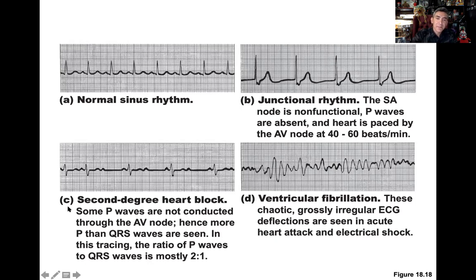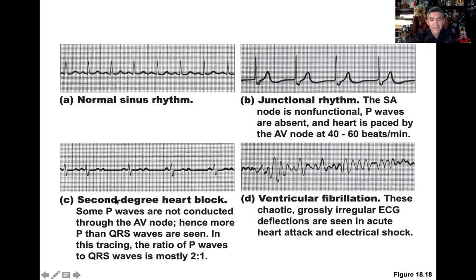So on C, this is what we call heart block, and there's different degrees. There's first degree, second degree, third degree. I'm not really concerned that you know those distinctions at this time, but just understand that in a heart block, there is some issue with the signal going from the SA node to the ventricles. So in B, we know that the SA node is damaged. It's just completely not there, right? So there's nothing happening in the atria.